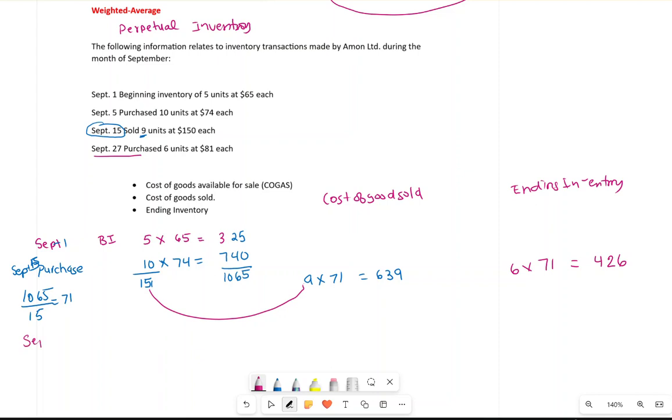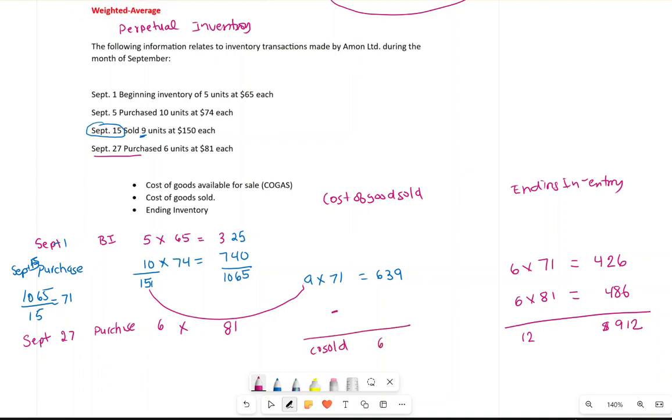Then next we have a purchase. So we are going to go to September 27th, and what we did is we purchased 6 units at 81, and then we didn't sell anything, so whatever we have is left. 6 at 81 gives me 486. So my ending inventory will be 12 units, and the cost of that inventory will be 912, and this is my cost of goods sold, which is 639.